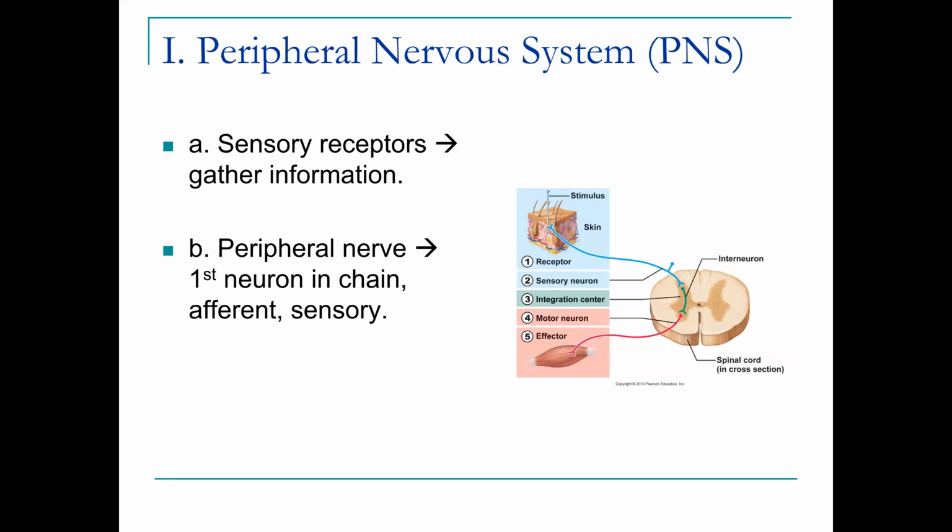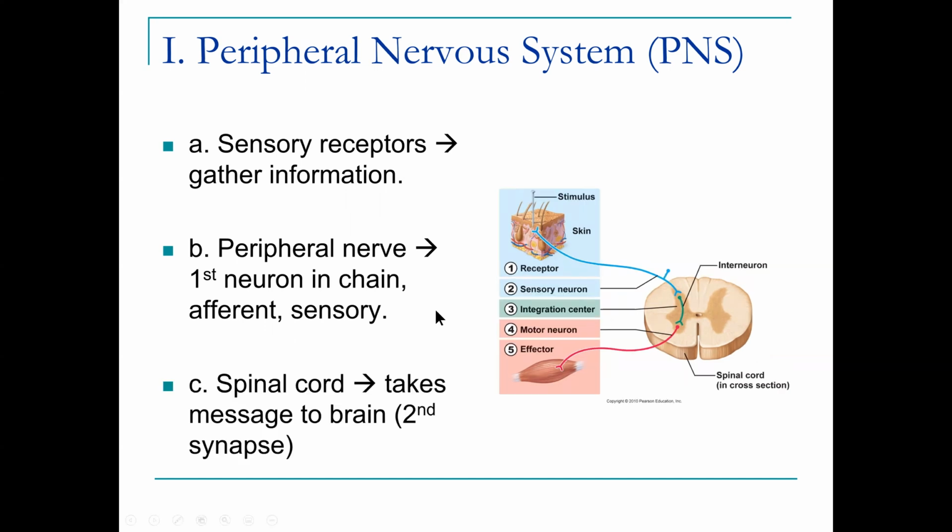Peripheral nerve, first neuron chain, afferent sensory. There's the cell body. Where's the cell body located in the sensory neuron? It is in the dorsal root ganglion. The spinal cord takes messages to the brain, second synapse. So we could have the interneuron taking the message to the brain. Then the brain would send down a fiber based on what it wanted to do. It might not want to do anything. But if it wanted to do something, it would send down a fiber in the ventral horn.